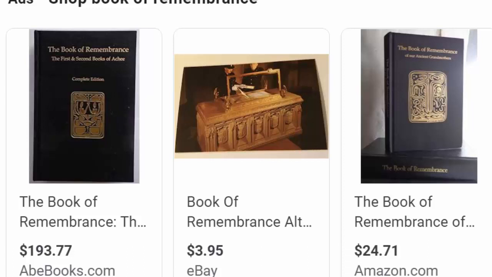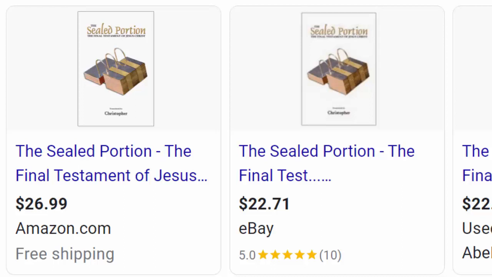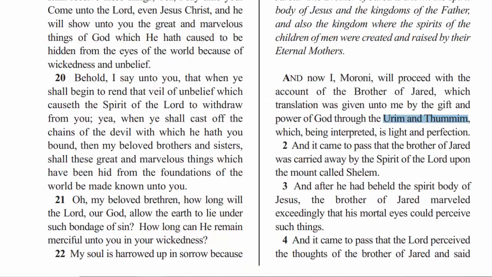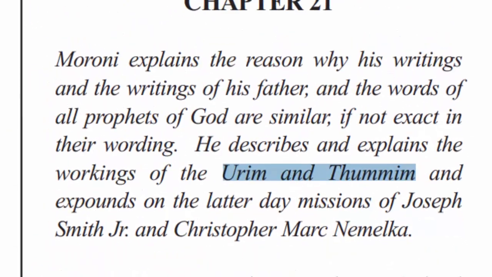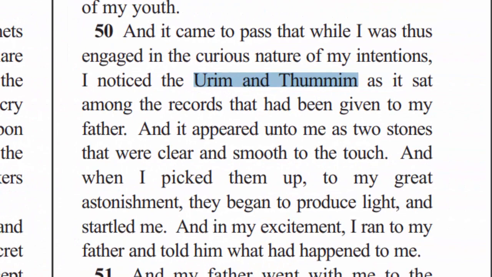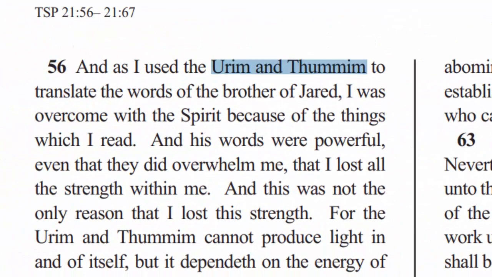But what's really interesting is that there are two books, one called the Book of Remembrance and the other called the Seal Portion, in which the authors claim to have used the Thummim and the Urim in order to write the book. Both of these books were written in latter days. I think the Book of Remembrance was written in the 2000s or something like that, and the Seal Portion may be a little bit older. But both books claim that the author used the Thummim and the Urim in order to get the information. So apparently people have not only tried this, but it's actually worked, and they were able to write books based on the information that they received from these touchstones.